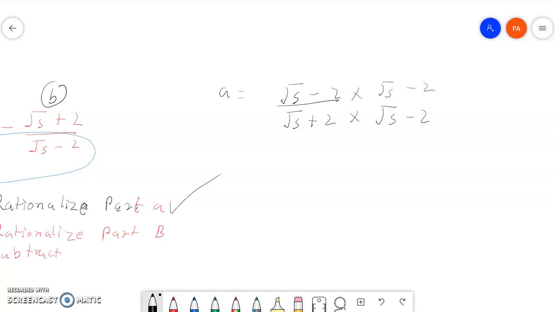So root 5 minus 2 into root 5 plus 2 will give us 5 minus 2. Now you may be confused in this step if you're not familiar with the polynomials chapter. So I am very sorry for that. So I'll even explain it with a long cut method.